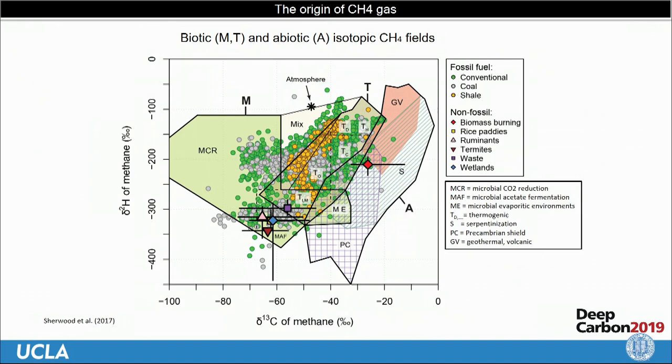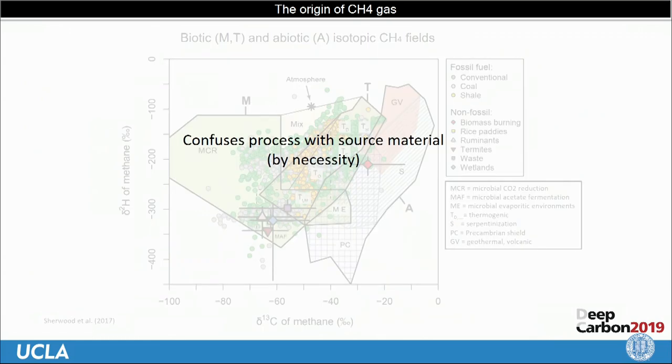You will have seen a diagram like this many times. I didn't want to spend too much time on it, but you'll recognize that one of the principal tools that's been used to understand the provenance of methane is the carbon isotope ratio on the x-axis against the hydrogen isotope ratio on the y-axis. And you'll see the different fields. This is just one rendition of it. And all you're supposed to take away from this diagram is there's dots all over the fields. The dots don't always form nicely and separate into beautiful fields. There's a lot of overlap. The principal reason for that is this diagram, by necessity, confuses source with process.